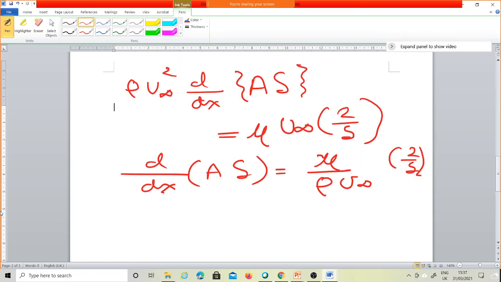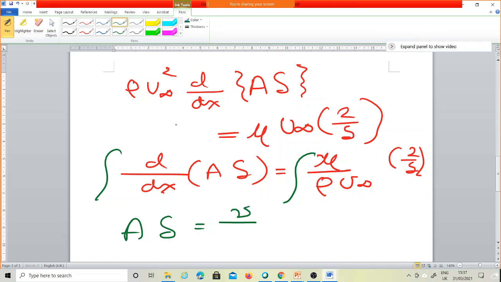So now if you do the integration on both sides, what you will get? You will get some constant value a delta is equal to, in this case rho by mu should be nu, right? So in this case you will get rho by mu.